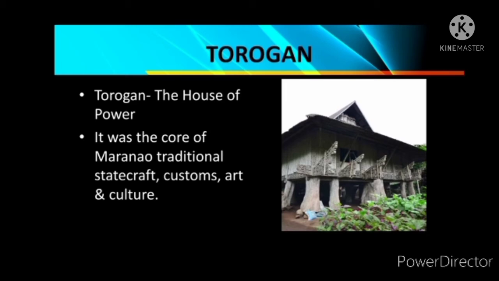Torogan. Torogan literally means sleeping place in the Maranao dialect. It served as the community center for both decision-making and social gathering of the Sultanate. Torogan is the house of power because it was one of the Sultanate's symbols of power. Sultan means the nobility people. That's why when you are a person of nobility, you will be the sultan of that community. It was the core of Maranao traditional statecraft, customs, art, and culture. One of the traditional Maranao arts is found in the Torogan, which is the panolong.